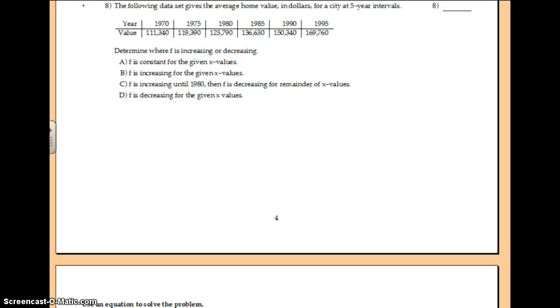All right, number 8 is kind of an easy one. We have this set of data, and it gives us in 5-year intervals the different average home values in dollars. And we're going to take a look. F is going to be the output values, which is literally the average value of the home.